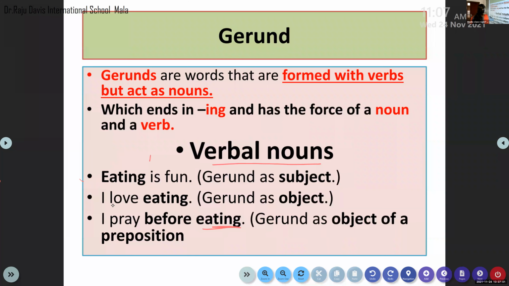Have you all completed this slide? Write the slide. Examples: you write gerund, verbal nouns, write these examples and underline eating here, underline eating here, underline eating here.